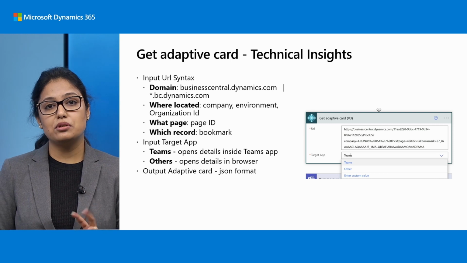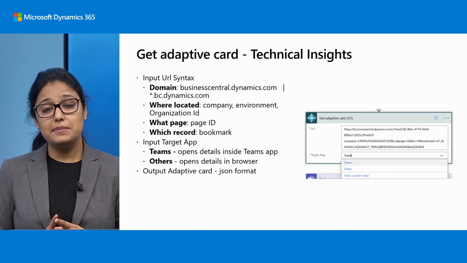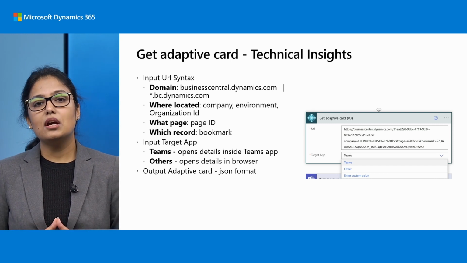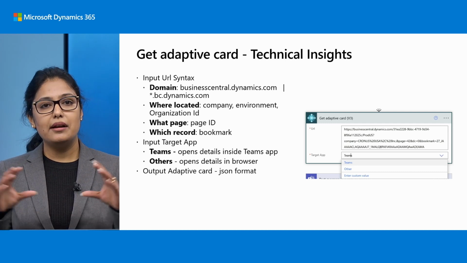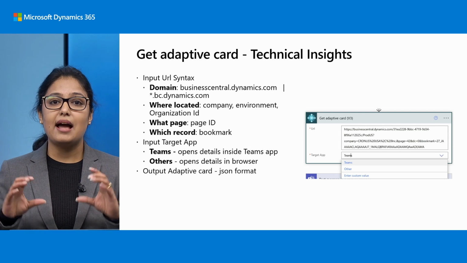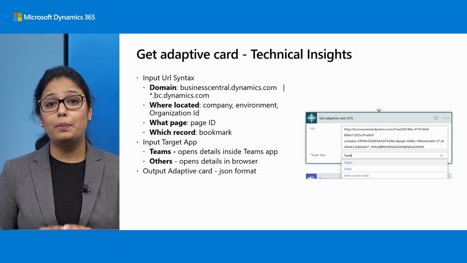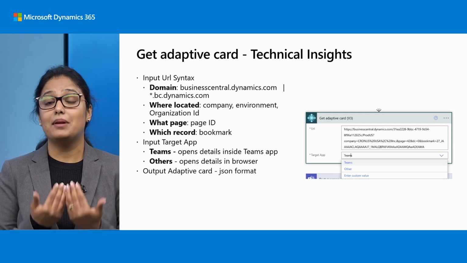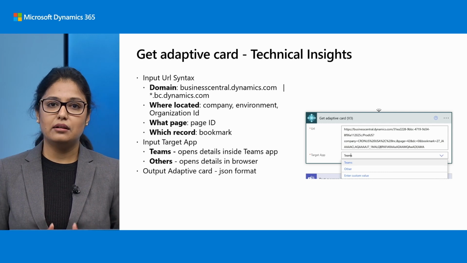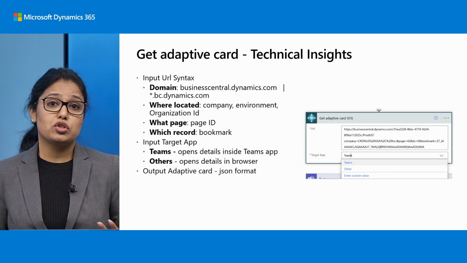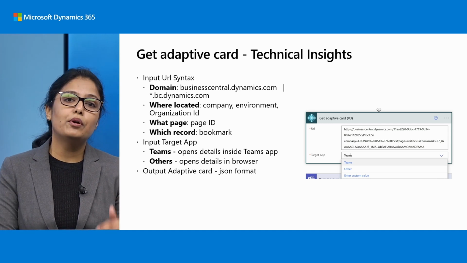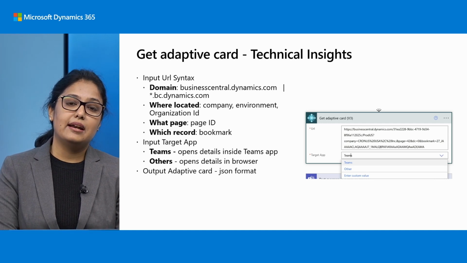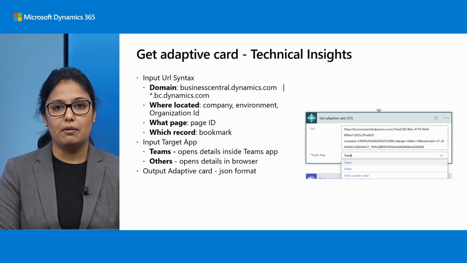The two options for Target app are Teams and Others. Once you have used the Teams target app, you will end up with an adaptive card that has an action that will open inside an embedded frame inside Teams. But if you select the target app Others, then it will just open the details view in a browser. The output of this action is an adaptive card in a JSON string format.